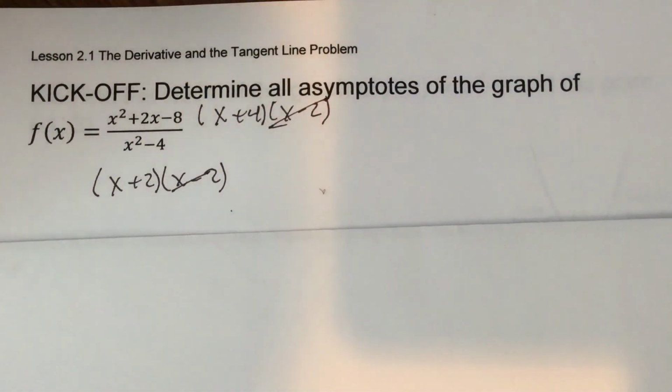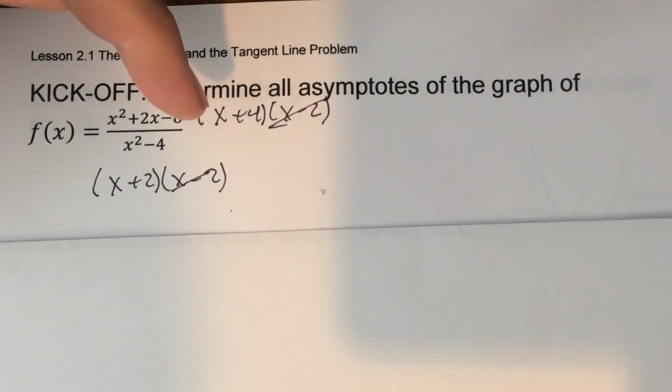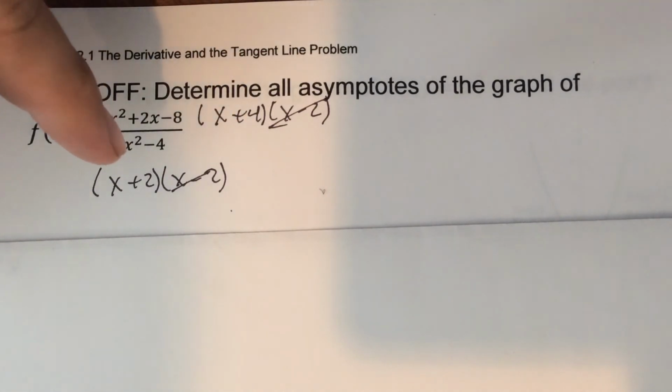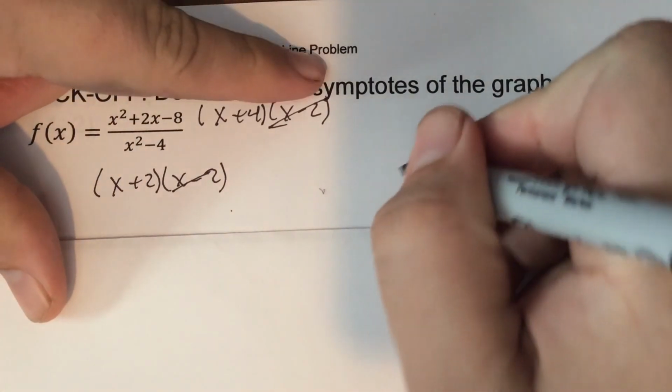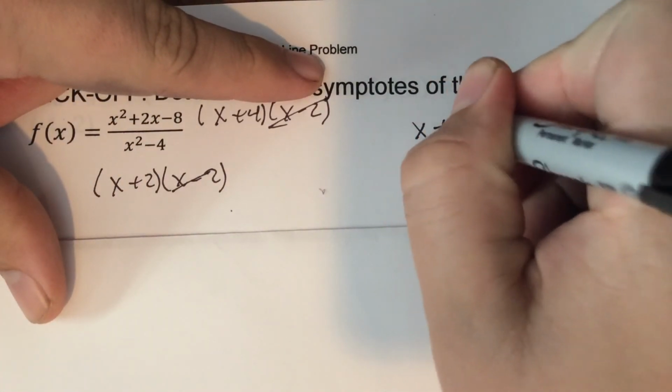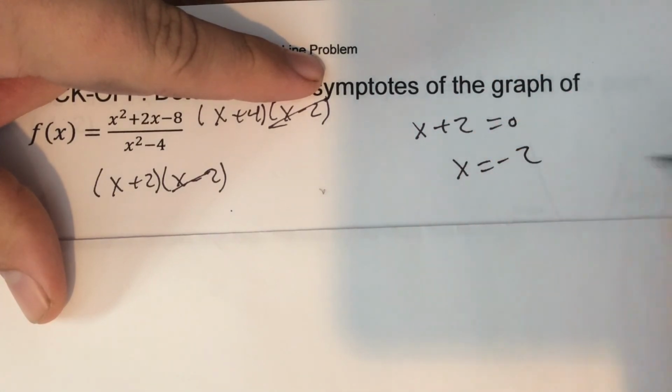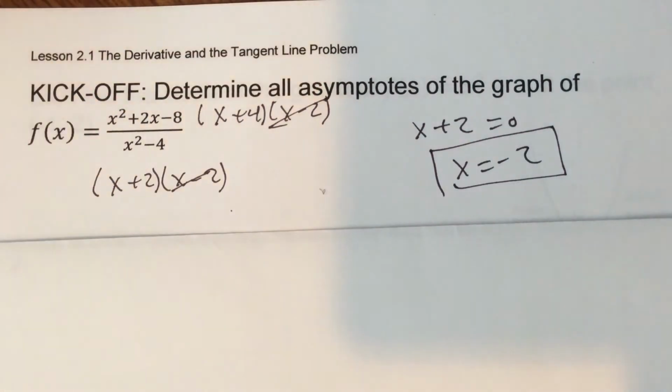So that's not that it's going to be nothing. It'll still be a hole there. So it'll be a removable discontinuity. But what's non-removable discontinuity is the x plus 2. And that's what's going to be our asymptote. So if we go x plus 2 equals 0, we'd subtract the 2 over. So x would equal negative 2 is our vertical asymptote on this one.